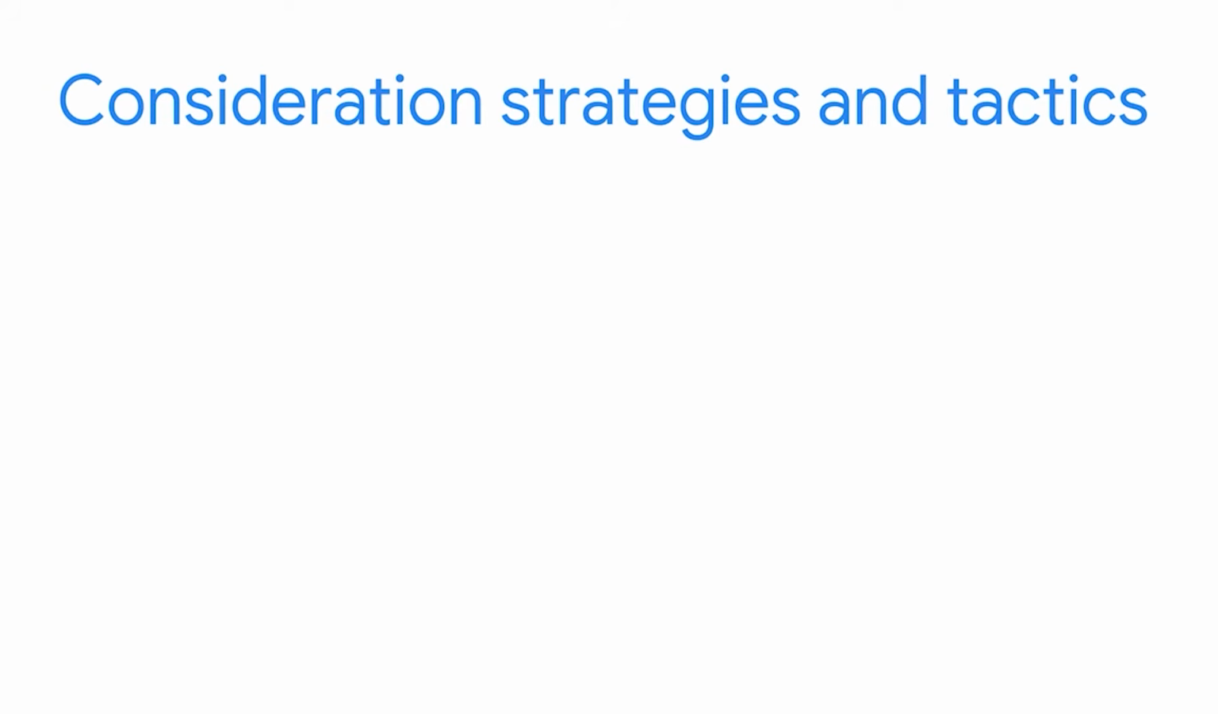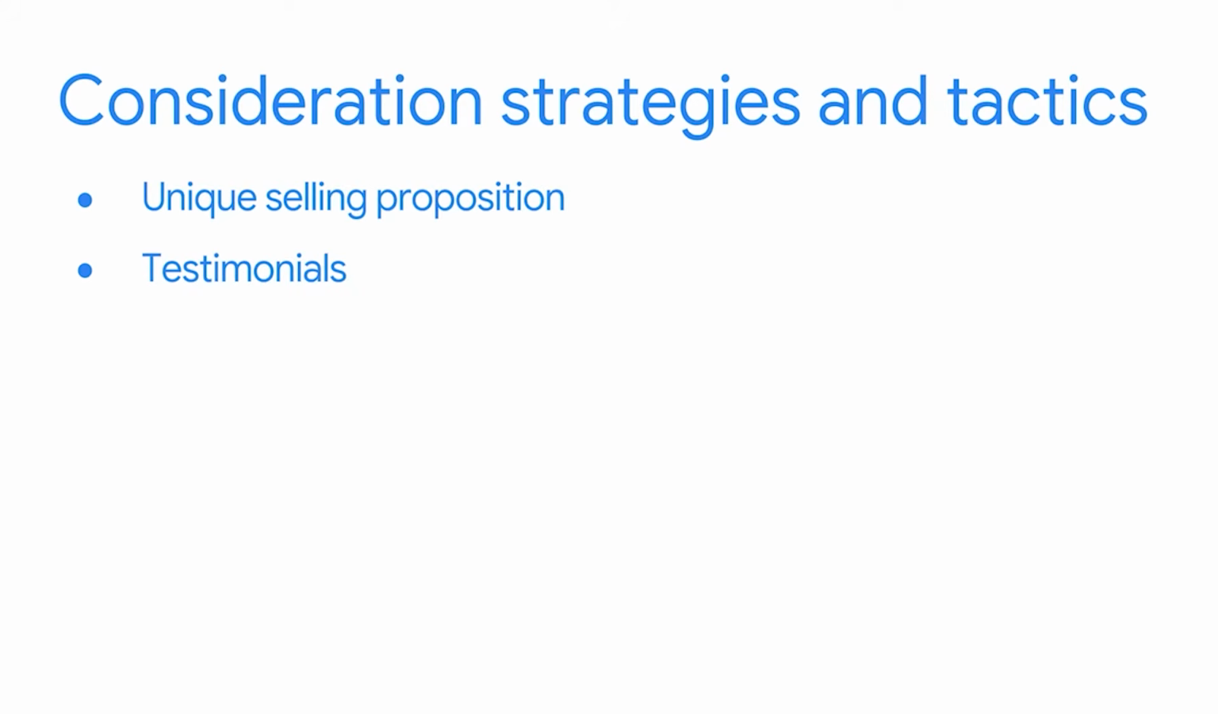Here are some marketing strategies and tactics to build consideration. First is a unique selling proposition, also called the USP. It explains why a product or service is better than the competition. And once a potential customer is aware of the product or service, make sure that the USP is clear and repeated often. Testimonials are when customers provide their experience with a product or service.